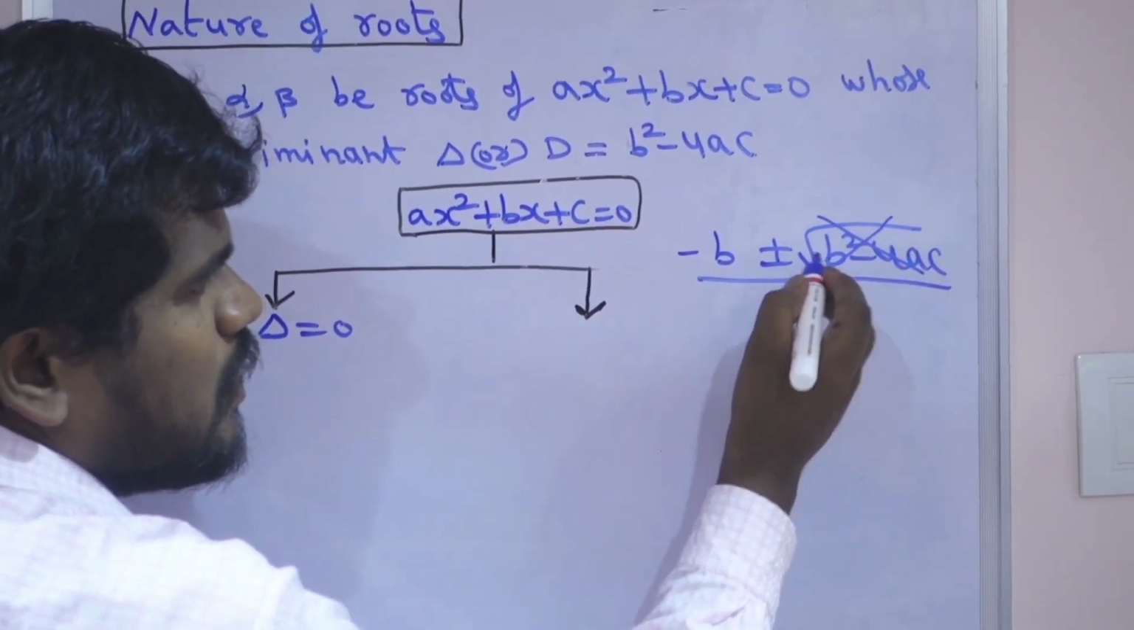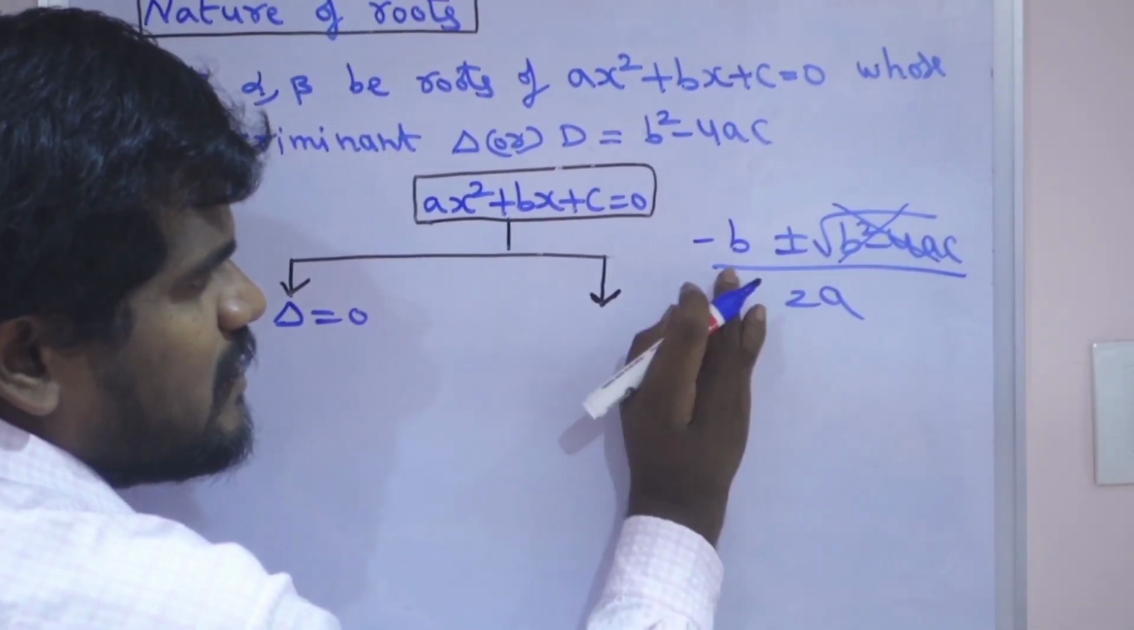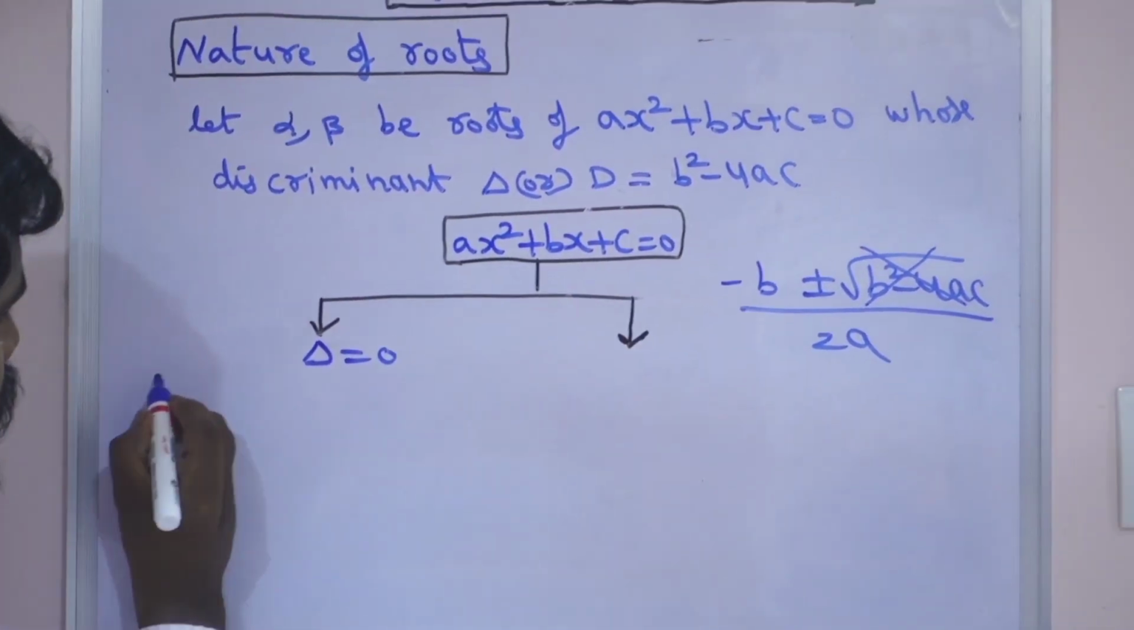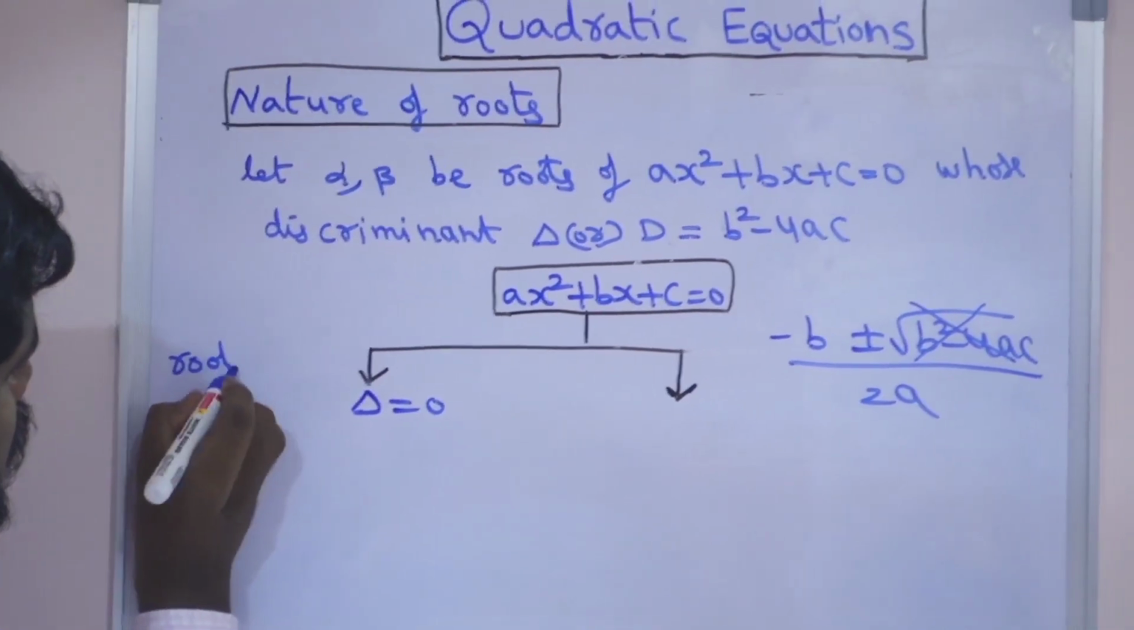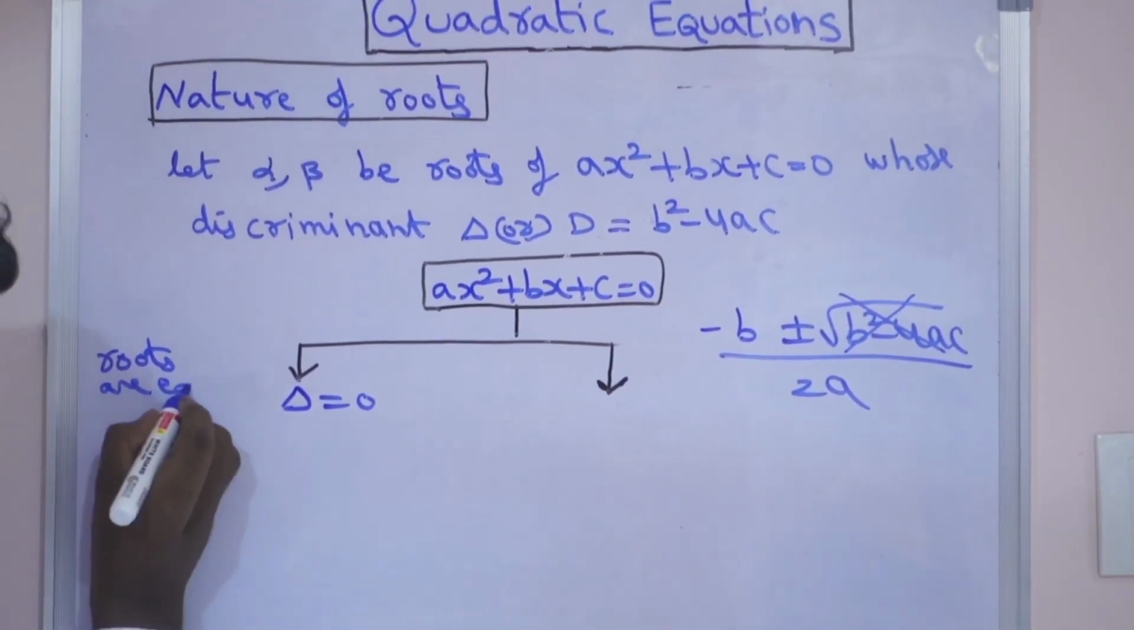Now here delta equal to 0 means b square minus 4ac equal to 0. This becomes 0. Then what is the value? Minus b by 2a only. This is the alpha value and beta value also. So now here roots are equal.